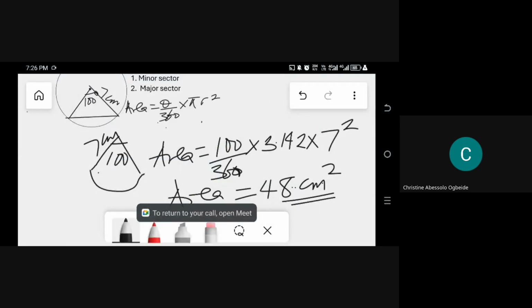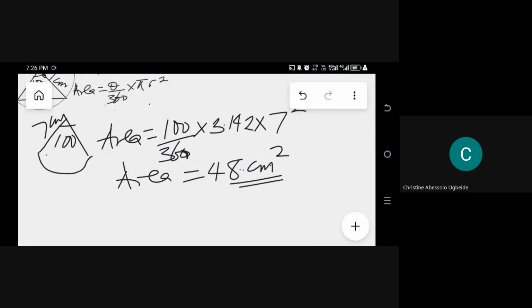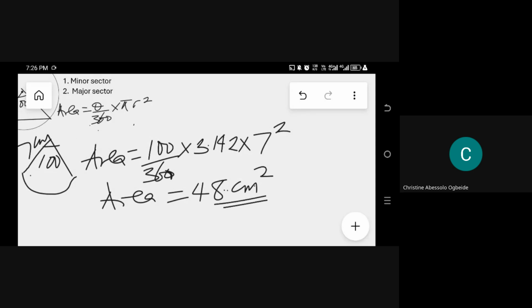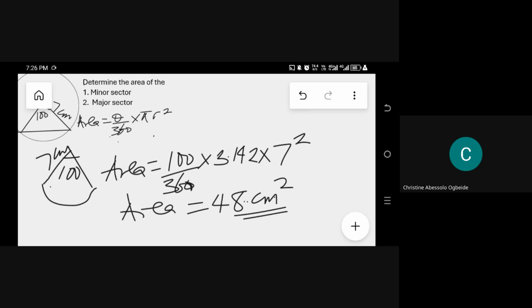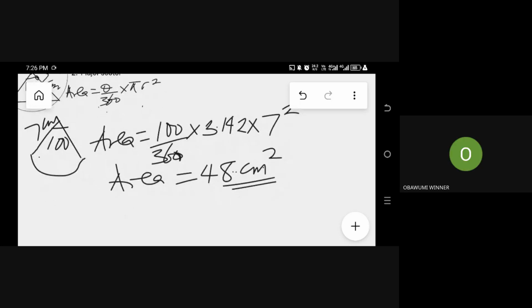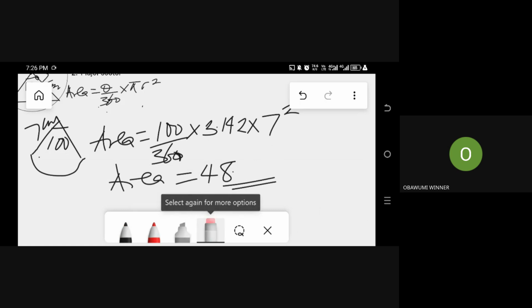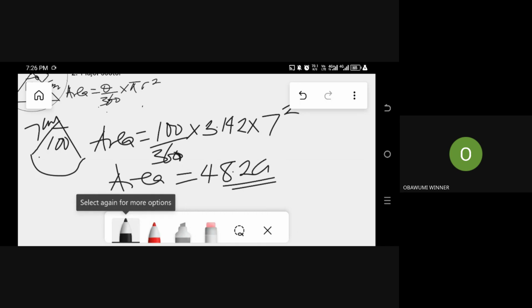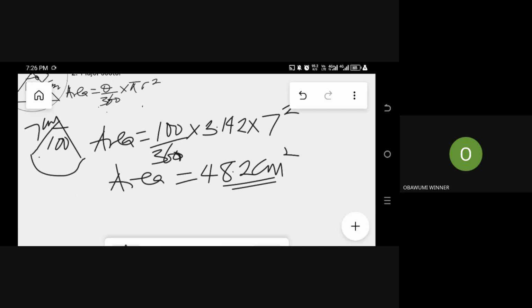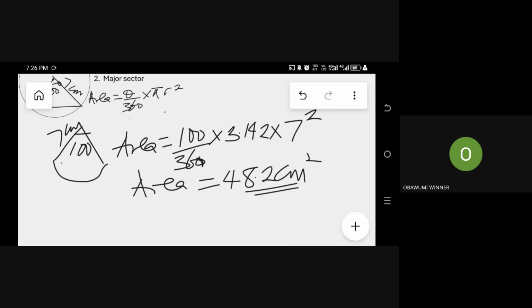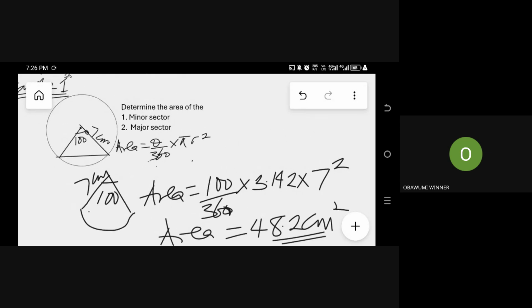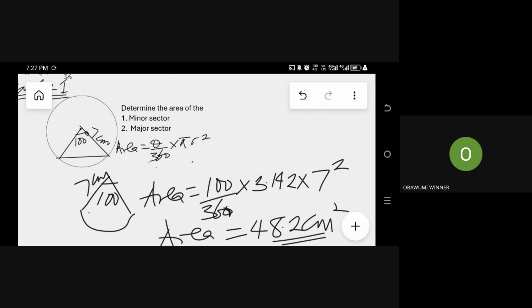All right. So we have the area of the minor sector to be 48 points... 0.2. Okay, that was an oversight. So 48.2 centimeters squared, that's the area of the minor sector. We already know that the angle we're using for the minor sector was 100 degrees.